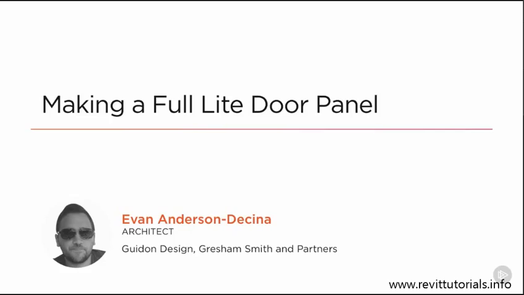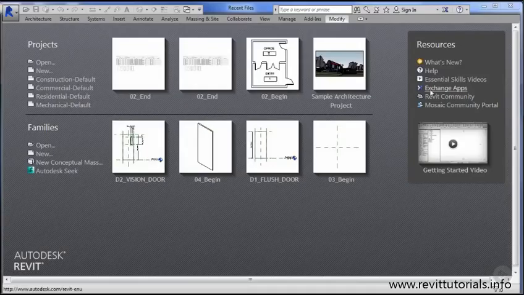This is lesson 5 of unlocking door families. So in this lesson, we're going to make our last door panel type. We've made a door flush panel, and we've made a door vision panel. Now we're going to make a full light one. So let's go to open.